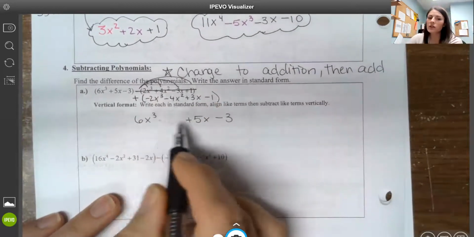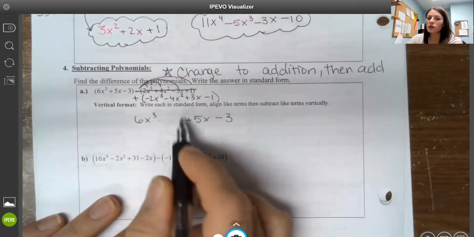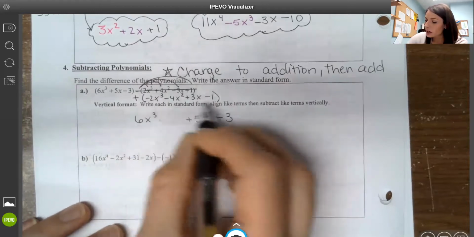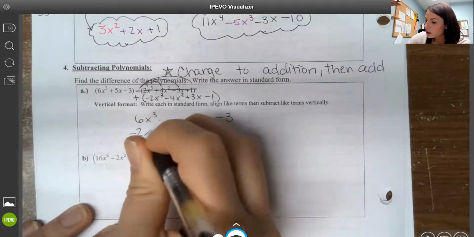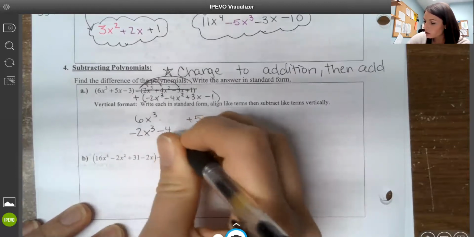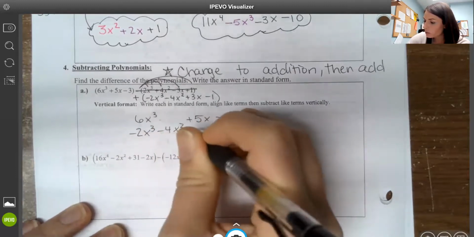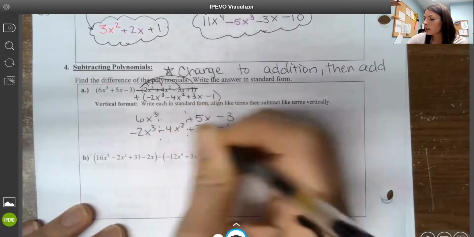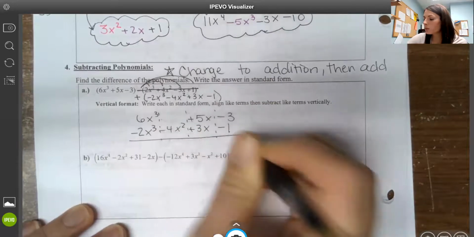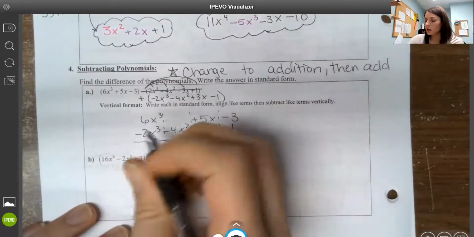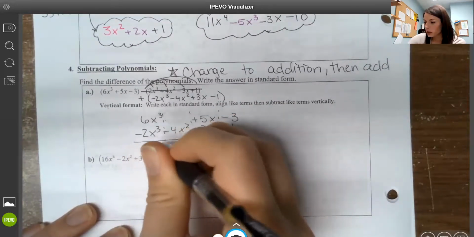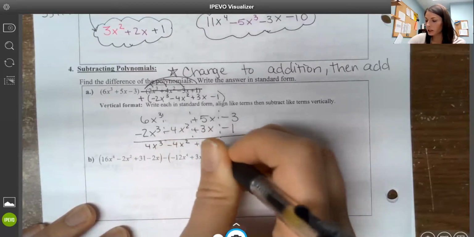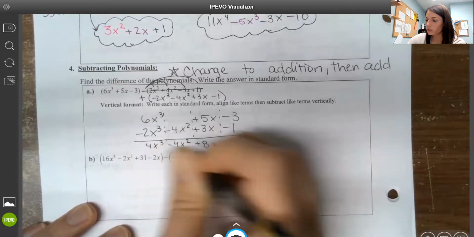So you notice I just intentionally left a gap in case I have an x squared term to add in. And my other polynomial, my revised one, is -2x cubed minus 4x squared. That's why I left that gap there, plus 3x minus 1. And I've collected things into standard form. Adding my columns gives me 4x cubed minus 4x squared plus 8x, subtract 4.